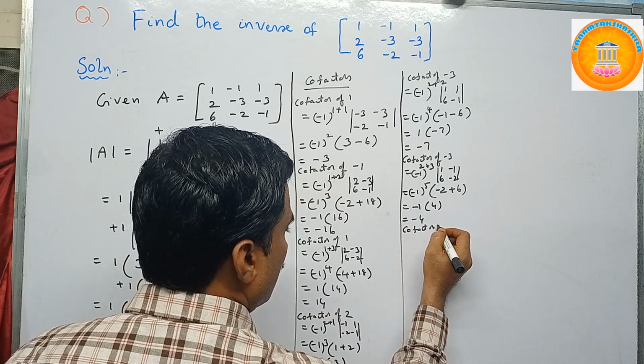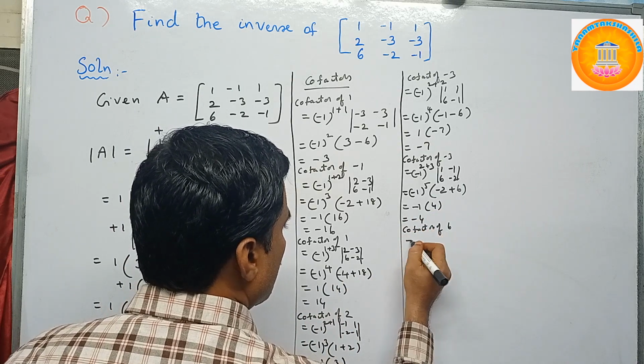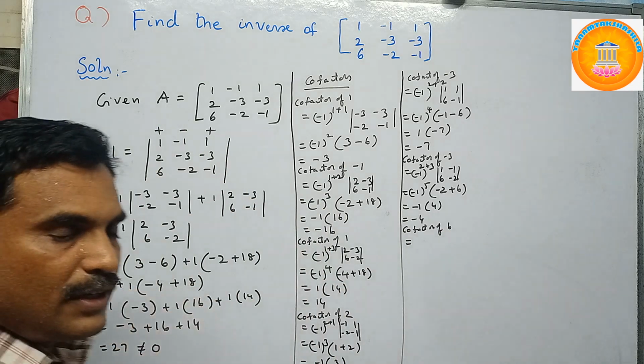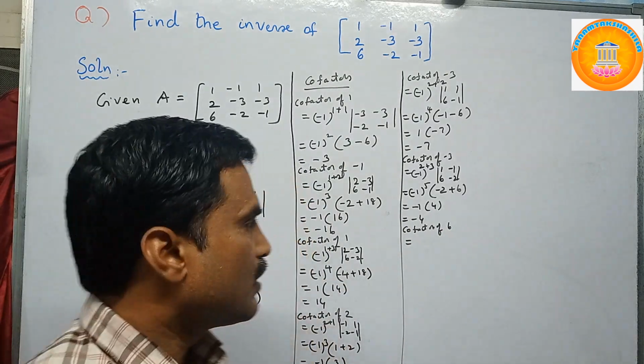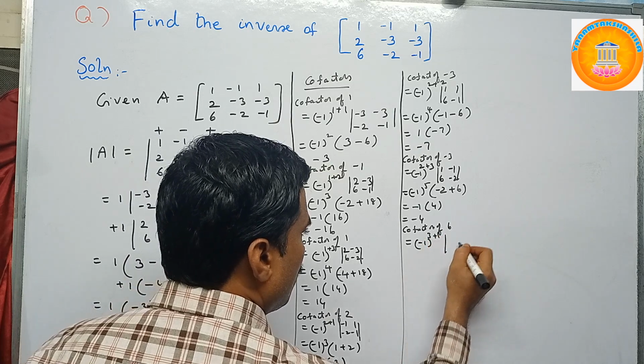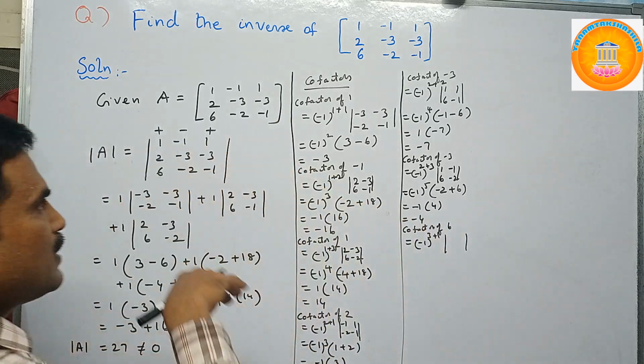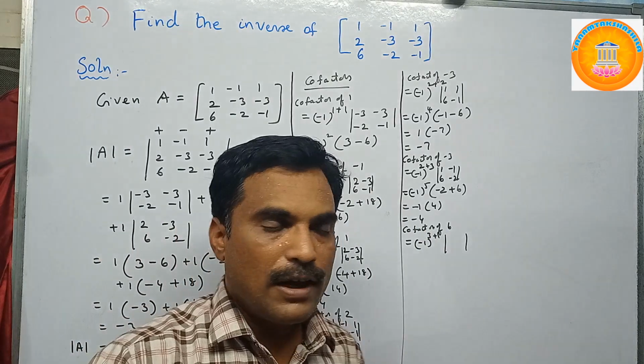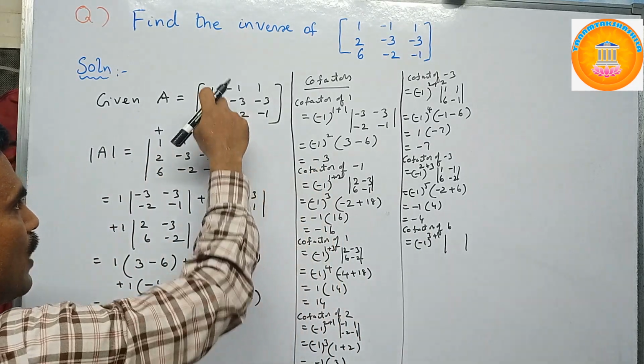Cofactor of 6. So where is 6 located? 6 is located in third row and first column. So here i value is 3 plus j value is 1, into minor of 6. That means it's a determinant of elements which are not in third row and first column.